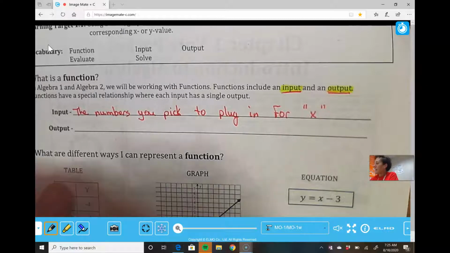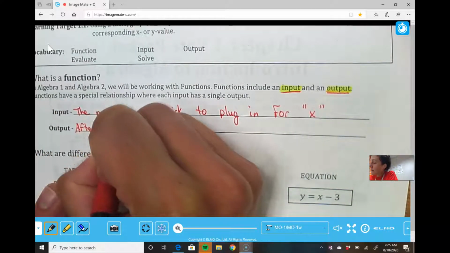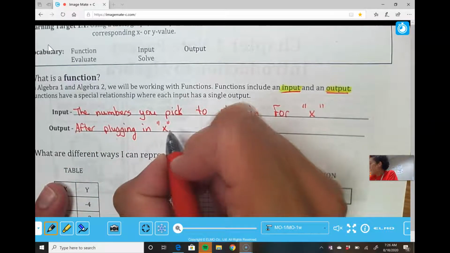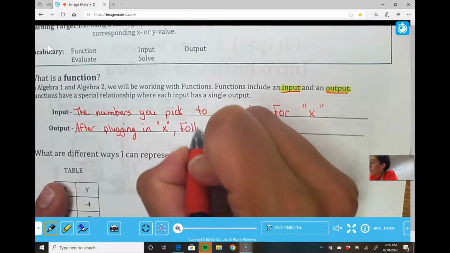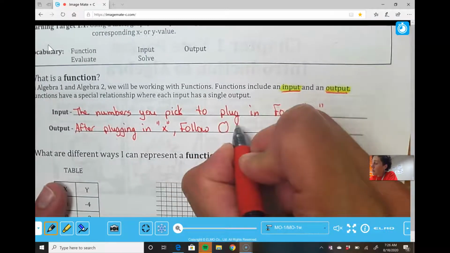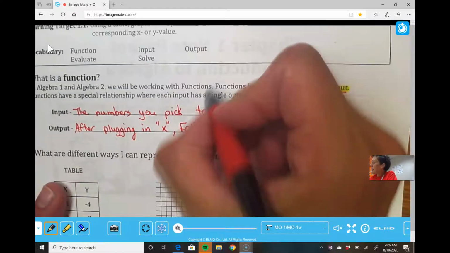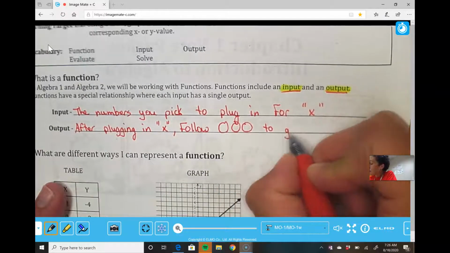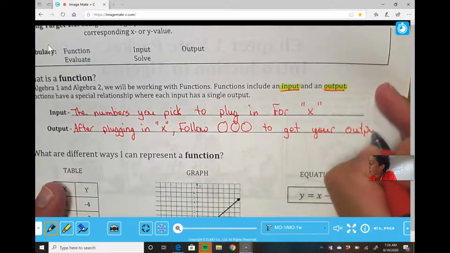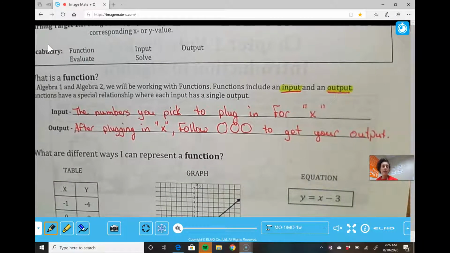So your output is after plugging in your x. So I'm referencing the input here. You follow the order of operations. And so I'm not going to write out the words order of operations, I'm just going to abbreviate it. So order of operations. So when you see that, that's what we're referring to get your output. Okay, again, remember you can always pause and rewind whenever you need to.